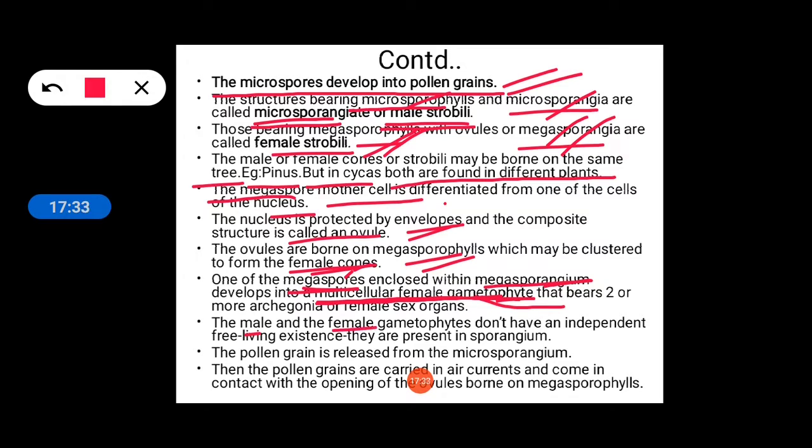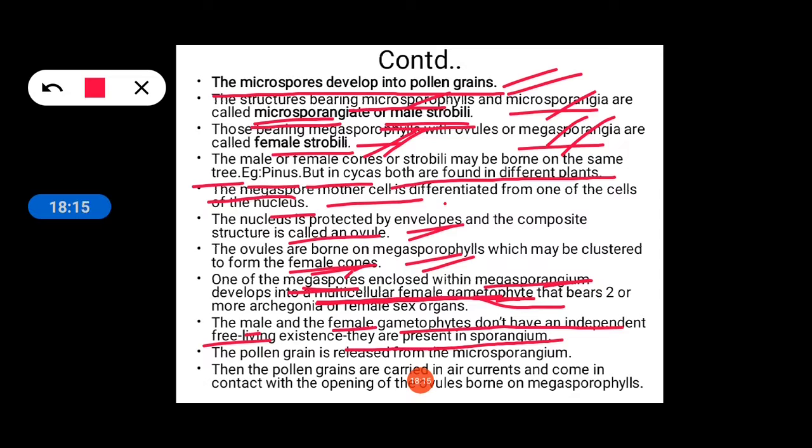The male and the female gametophytes do not have an independent free living existence. Here in gymnosperms, the male and female gametophytes cannot live an independent life. They are present within the sporangium. But the gametophytes we have found in pteridophytes, bryophytes or algae live in water. That means they live independently. But in gymnosperms, they are present in the sporangium.